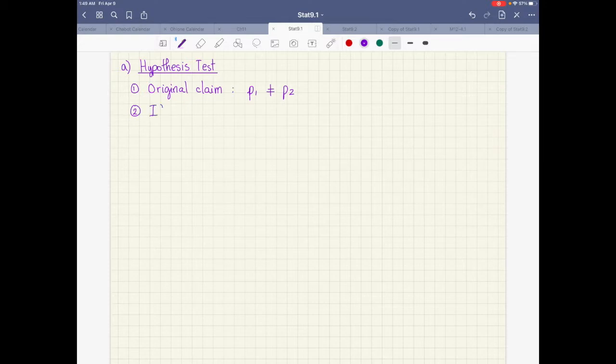Step 2. If the original claim is false, then what happened? If P1 is not equal to P2 is false, that means P1 is equal to P2.